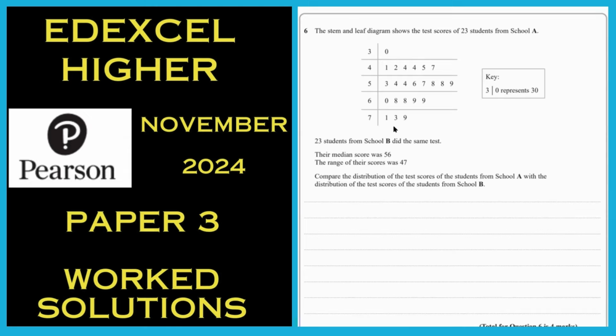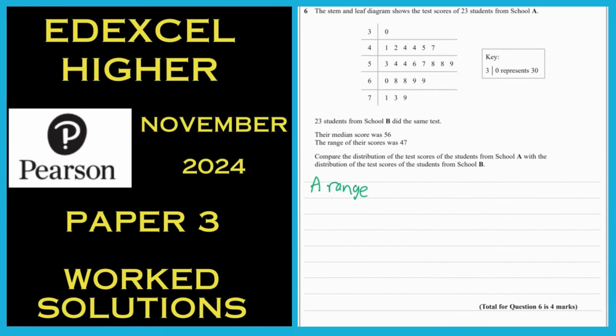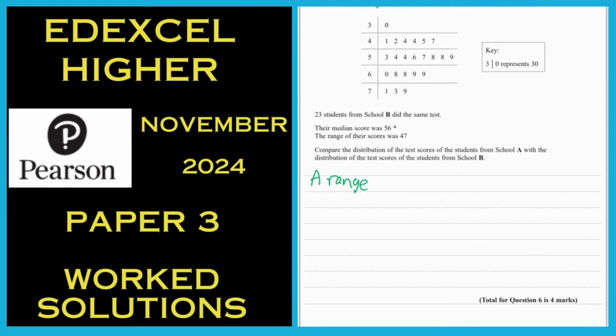For number 6, we are comparing, as you can see, medians and ranges. You've got School B did the same test. School A, what have we got? Right, for School A, write down their range. There's 4 marks here. One's going to be for A's range because you haven't been told it, and 1's going to be for A's median, because again, you haven't been told it.